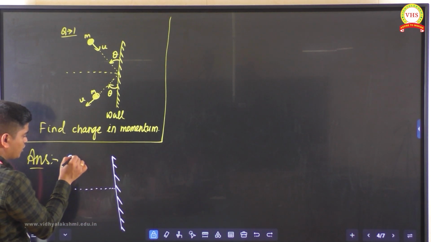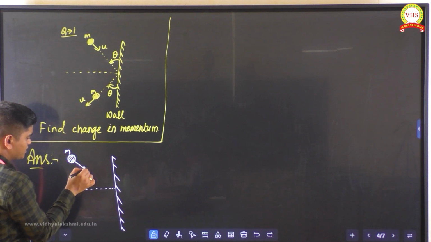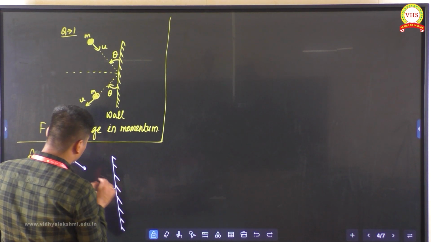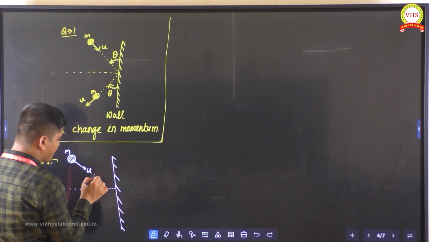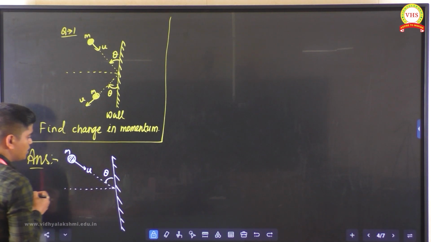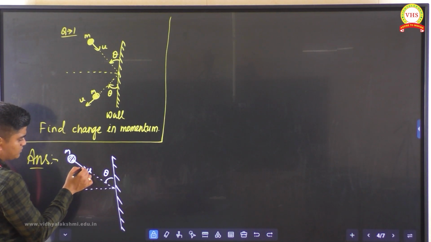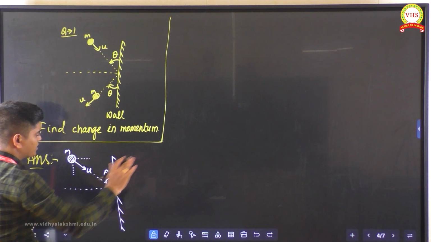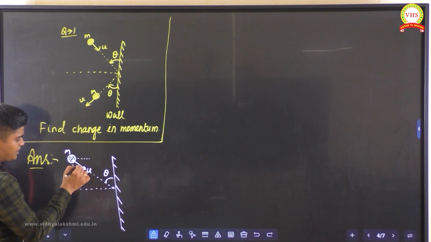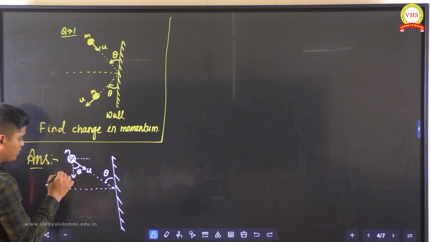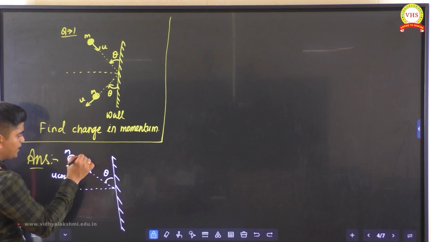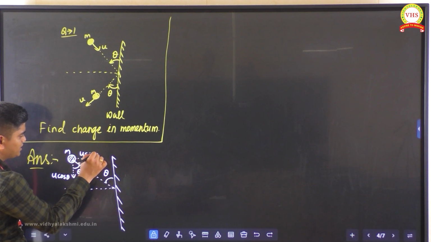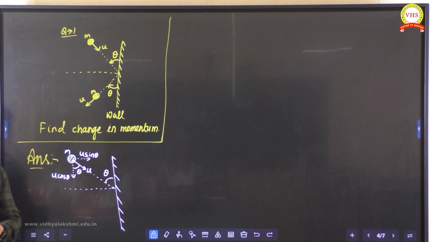Now here you check, when this object is coming here, mass m, velocity is u, and it is making angle theta here. Now if I look here, this velocity u will have two components. One is vertically downward, another is towards right. So if this angle is theta, this angle also theta, this component will be u cos theta, and this component will be u sin theta. So velocity is having two components, are you getting or not? One in x-axis, another in y-axis.